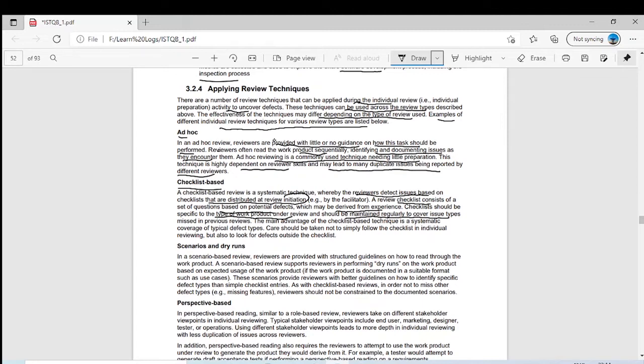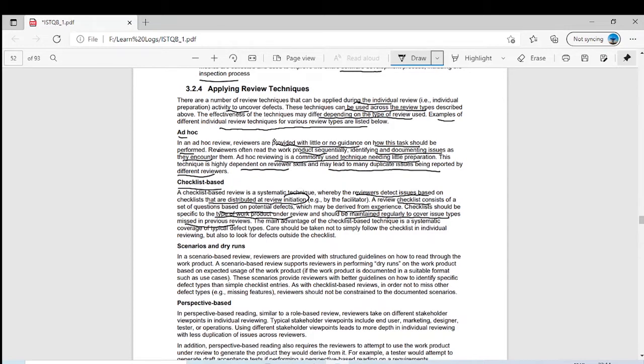cover issue types missed in previous reviews. So normally it's specific to the type of work product review, which kind of review you are doing, and should be maintained regularly, so that those issues which were left out in the last reviews should be covered in this review.